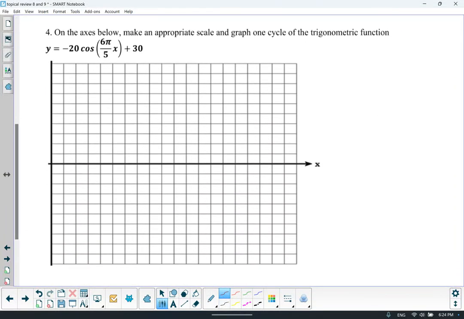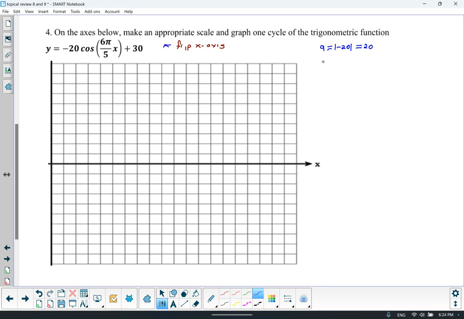Let's graph number 4. So we see a negative in front, and that's important to keep in mind, that this is going to flip over the x-axis. We also notice that it's cosine and not sine. So let's pull off the information. The amplitude, remember, is always positive. So it's the absolute value of -20 or 20. Don't forget, there's a negative in front.